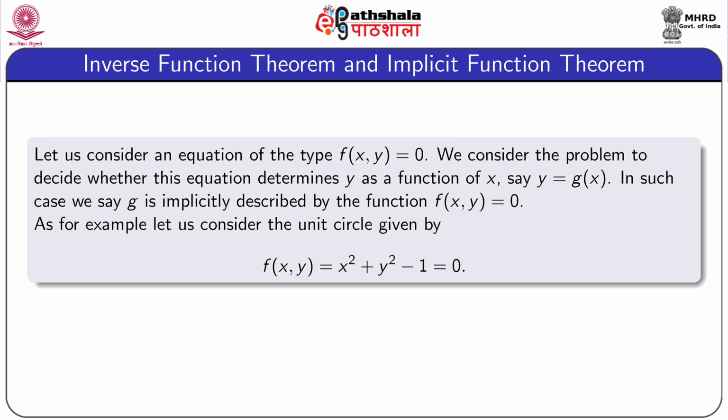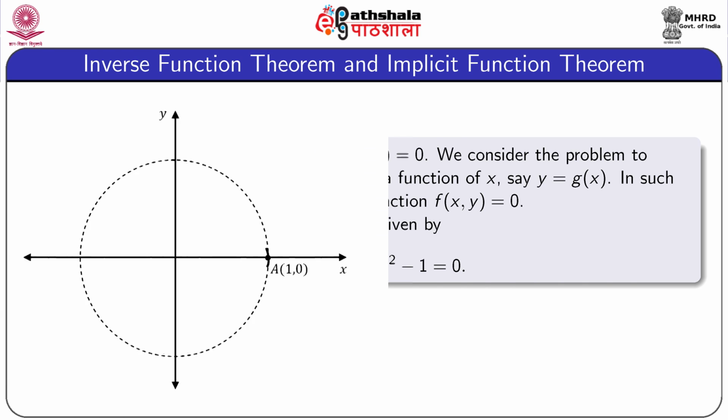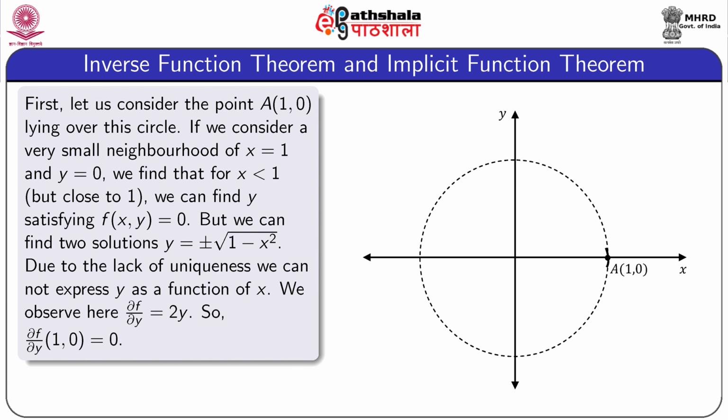As for example, let us consider the equation of the unit circle given by f(x,y) equal to x square plus y square minus 1 equal to 0. We have drawn the circle here. First, let us consider the point A whose coordinates are (1, 0). If we consider a very small neighborhood of x equal to 1 and y equal to 0, we find that for x less than 1 but close to 1, we can find y satisfying f(x,y) equals 0.